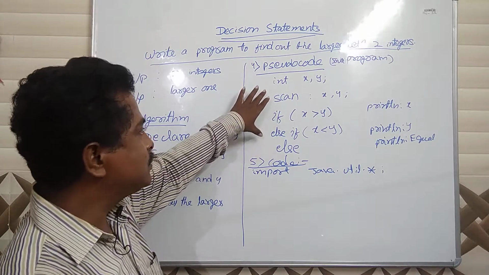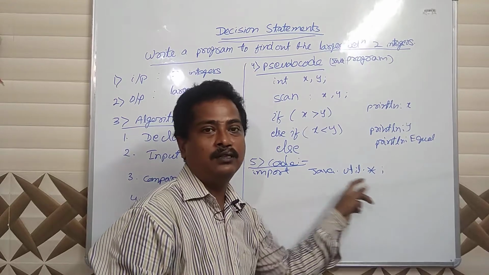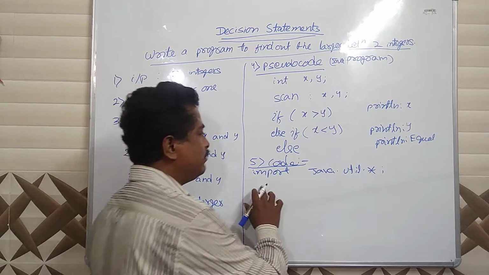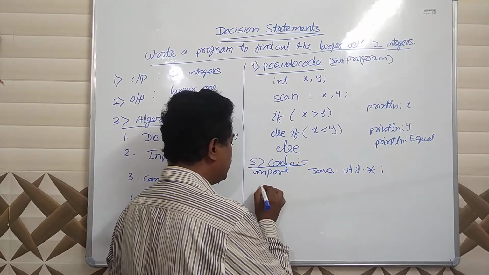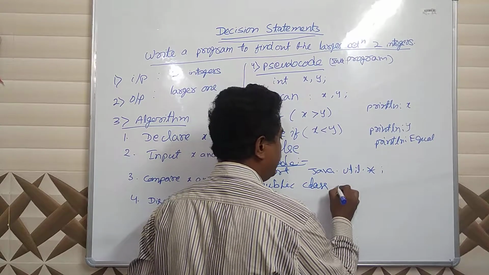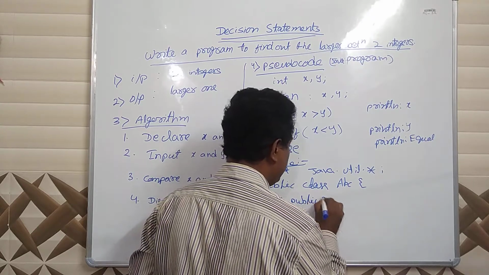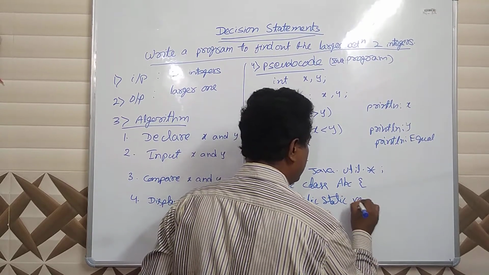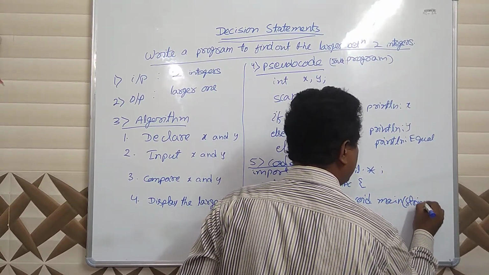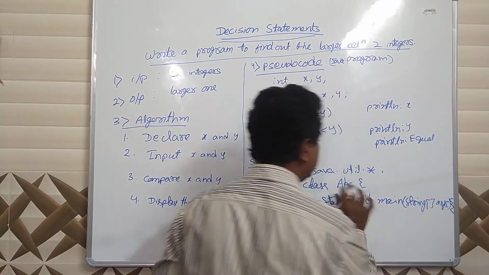My program is very small. I will use the Scanner class. This Scanner class is present in the util package, so I have written this one. Regarding packages, we will know gradually when we are writing programs. So import java, then our format: public class ABC, public static void main(String args[]) opening curly bracket. These two are common.